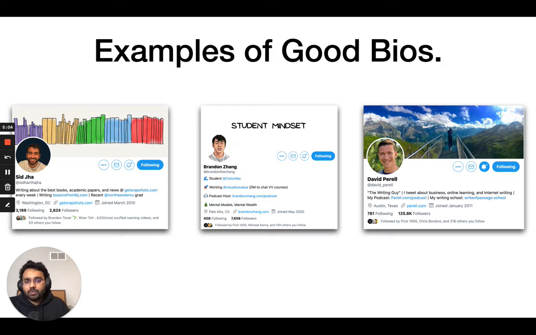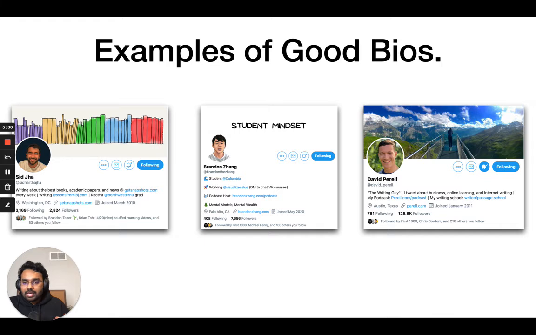Okay, and these are some good examples of Twitter bios, and I'll explain why I like these. So the first is Siddharth. He is a recent graduate from Northwestern University, and let's look at what he writes in his bio. So here is a clear statement from Siddharth, right? He says, writing about the best books, academic papers, and news at getsnapshots.com every week.